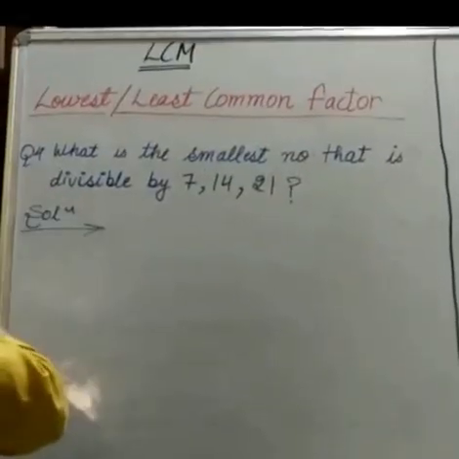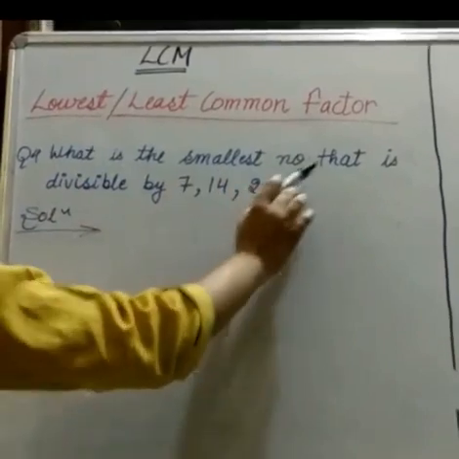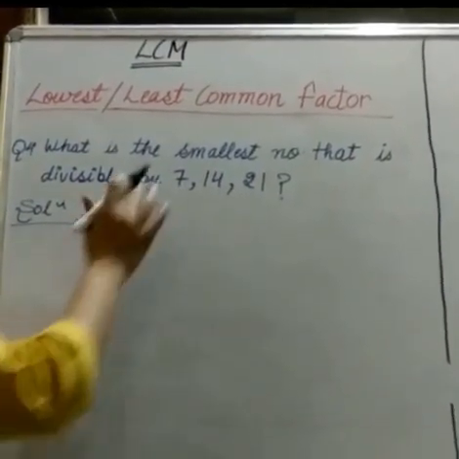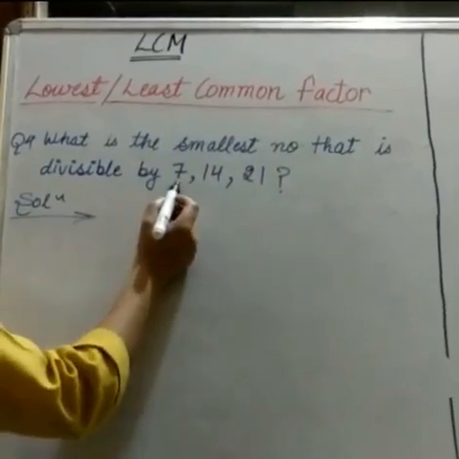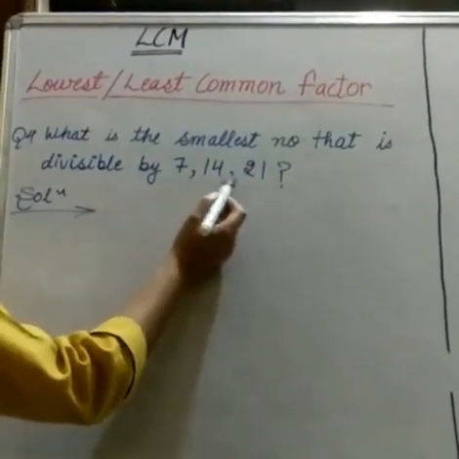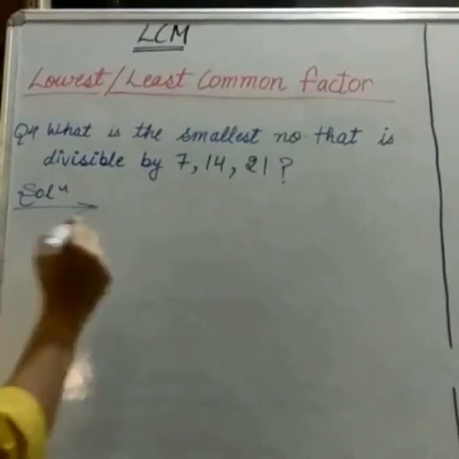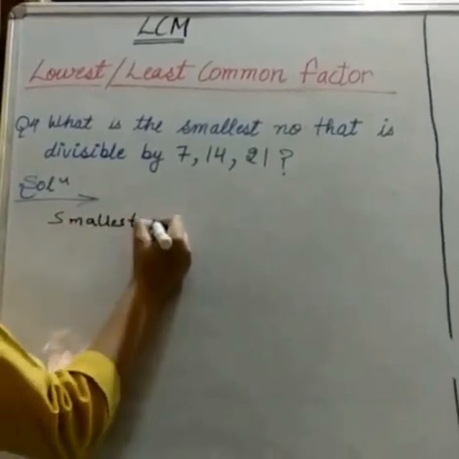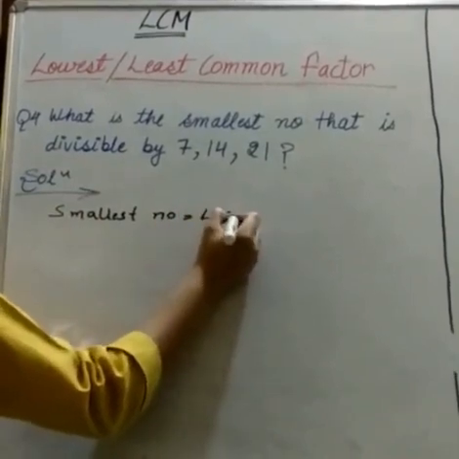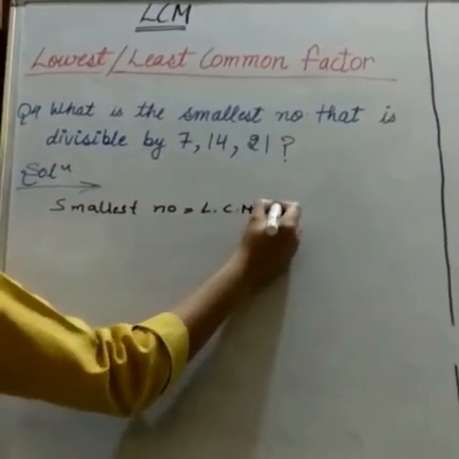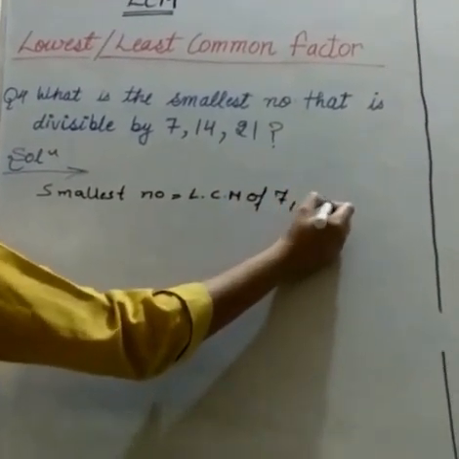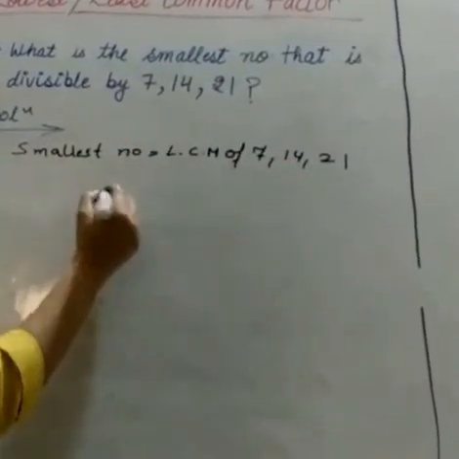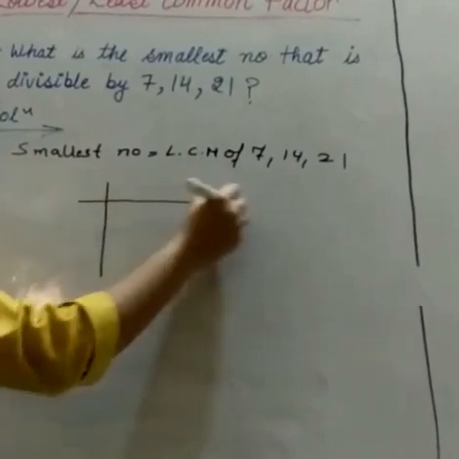Number 4 of your book. What is the smallest number that is divisible by 7, 14 and 21? You have to find out the smallest number which is divisible by 7, 14 and 21 as well. So smallest number is equal to LCM of 7, 14 and 21. The smallest number will be the LCM of all of them. So we will find the LCM of these three numbers.